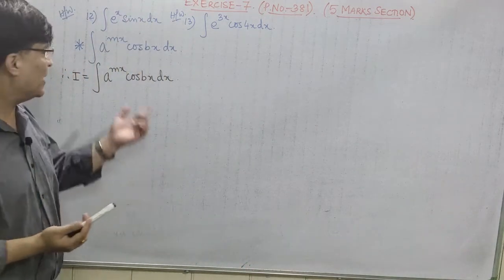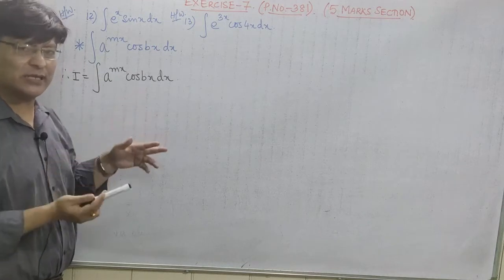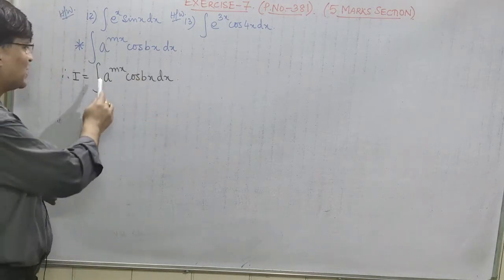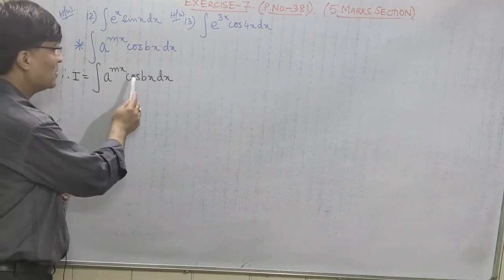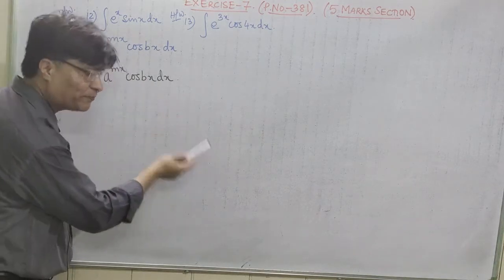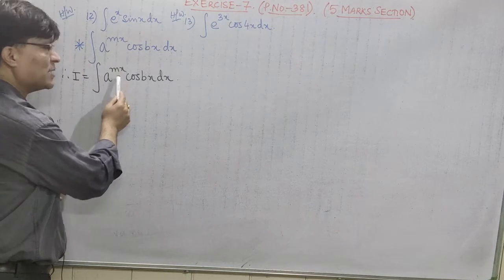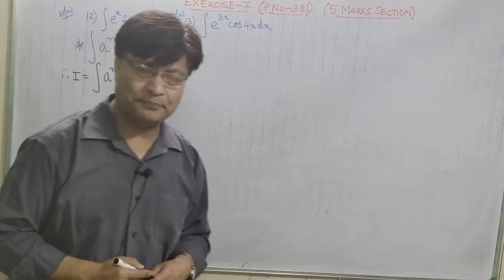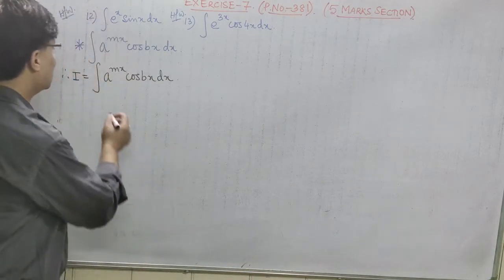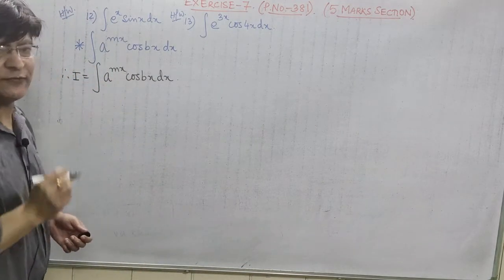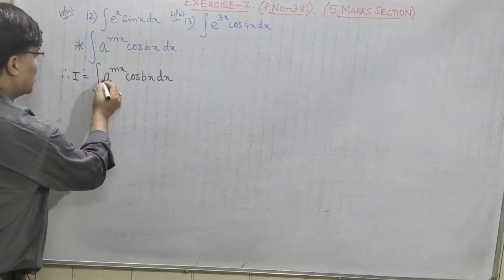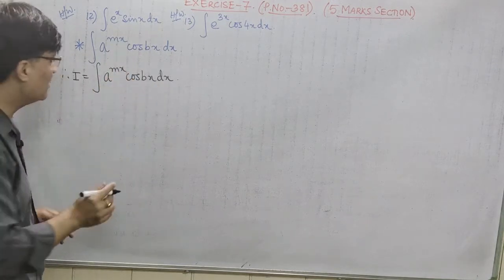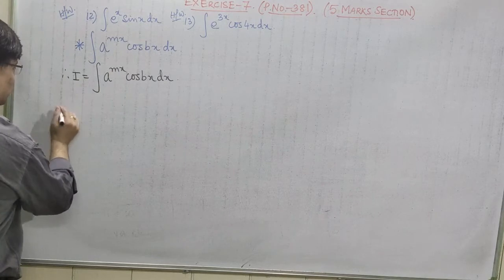So we may take a to the power mx as the first function or second function, and cos bx as the first function or second function. If you take a to the power mx as the first function, cos bx will be the second function. If you take a to the power mx as the second function, cos bx will be the first function. Okay? So let us take a to the power mx as the first function in this case, and cos bx as the second function. Is that clear? So let us take it outside.